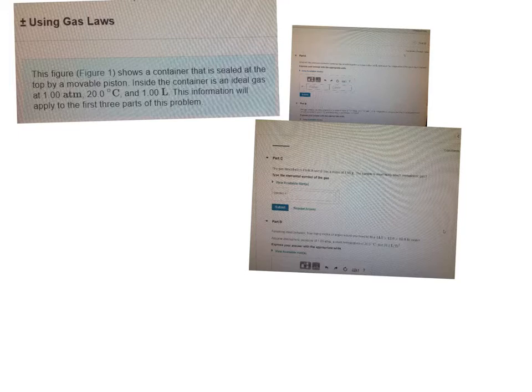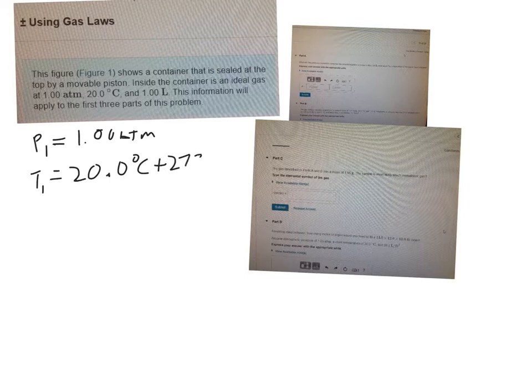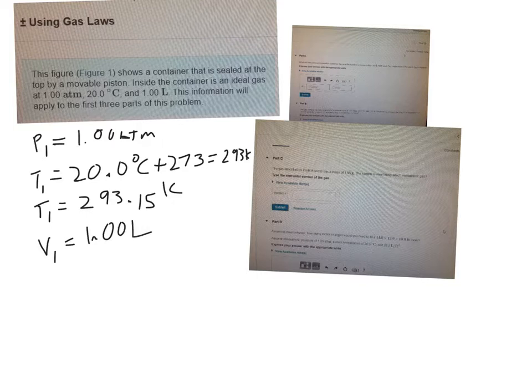We've got an initial pressure of 1 atm, an initial temperature... They give us temperature in Celsius, which we know we should reconvert right away to Kelvin here. Then, and I'm going to write it over here, 293.15 Kelvin. Your volume is 1 liter. And this information will apply to the first 3 parts of the problem. So let's go ahead and take a look here.